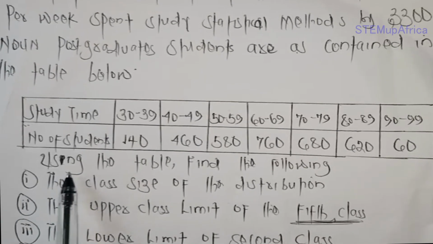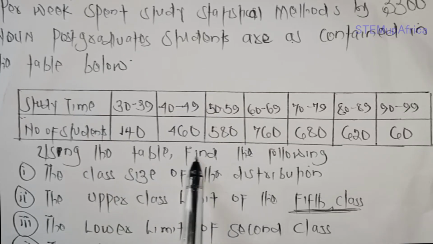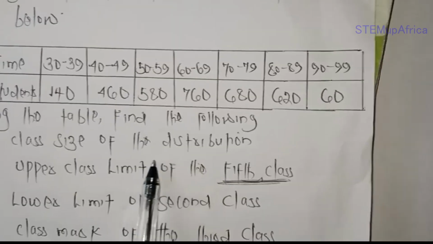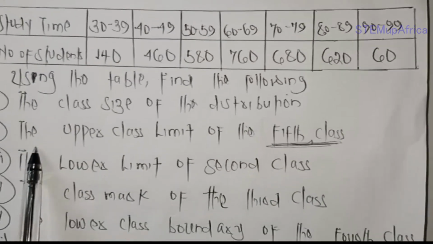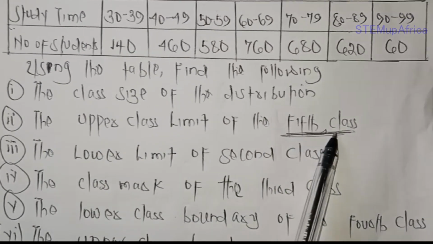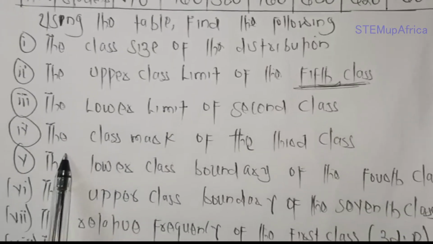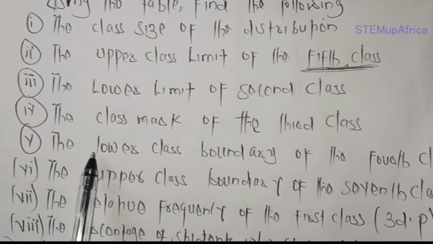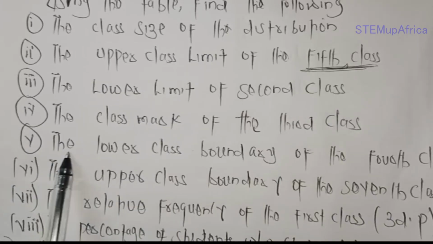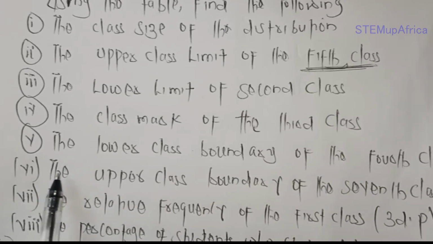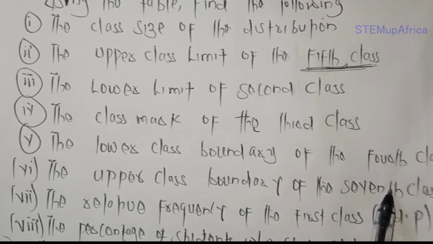Now let's see what the question says. So using the table, find the following. 1, the class size of the distribution. 2, the upper class limit of the 5th class. 3, the lower class limit of the 2nd class. 4, the class size of the 3rd class, the class mark of the 3rd class. 5, the lower class boundary of the 4th class. 6, the upper class boundary of the 7th class.